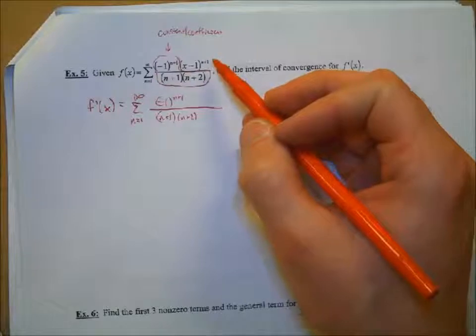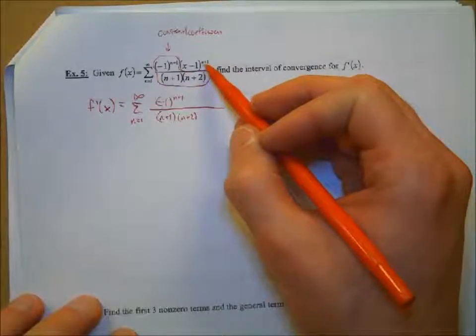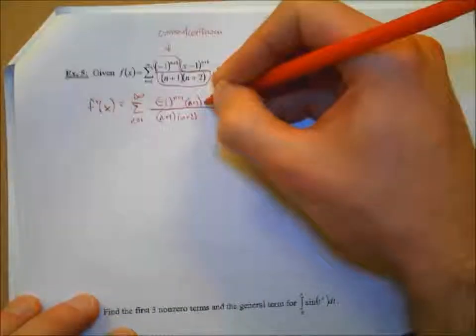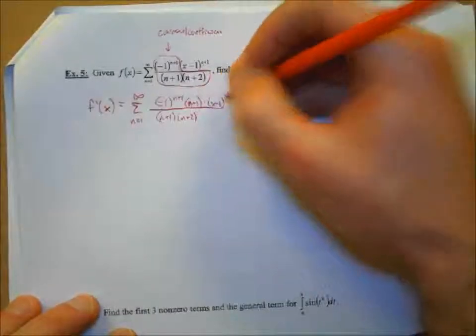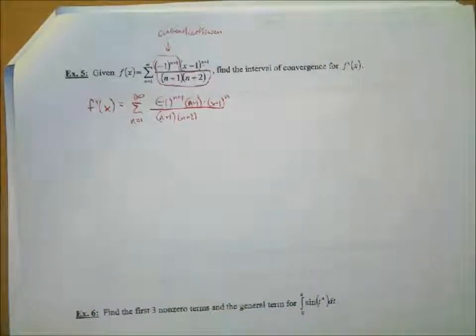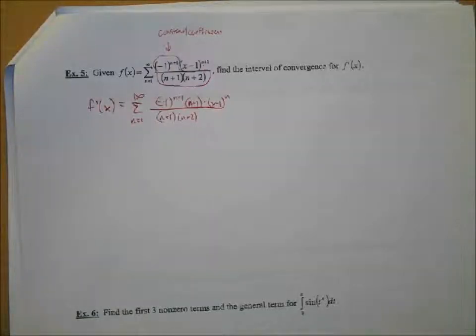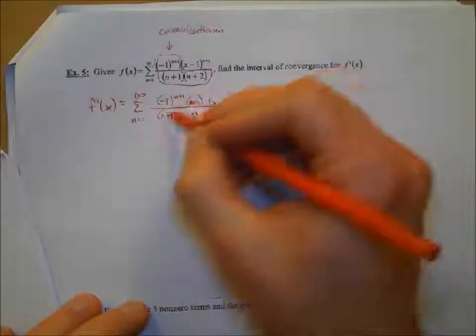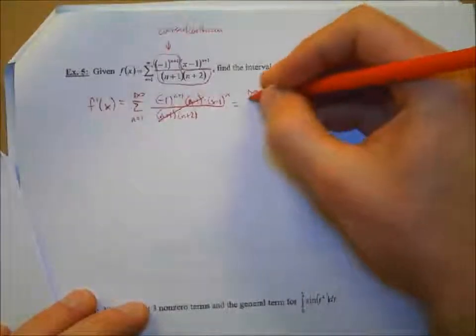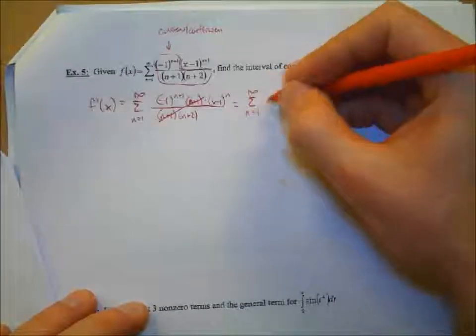Taking the derivative, we bring that power out front, so it'll be n plus 1 times x minus 1 to the n. So there it is. There's our derivative of that power series. But something simplifies. What simplifies here? The n plus 1s can cancel. That's nice. Makes it look a little bit less awful.